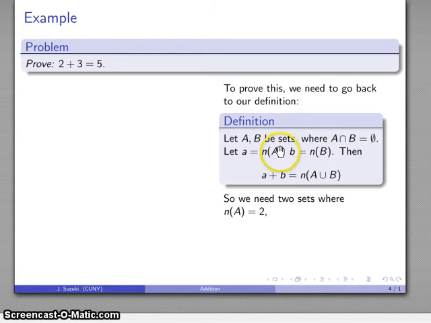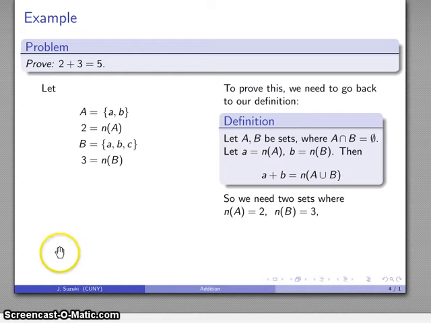So the cardinality of A is going to be 2. That's my first term. So I need a set with cardinality 2. So I'll write down a set, and it does not have cardinality 2, so let's fix that. So there's my set. It has these things in it. The cardinality of that set is 2. There's part of my definition right there.